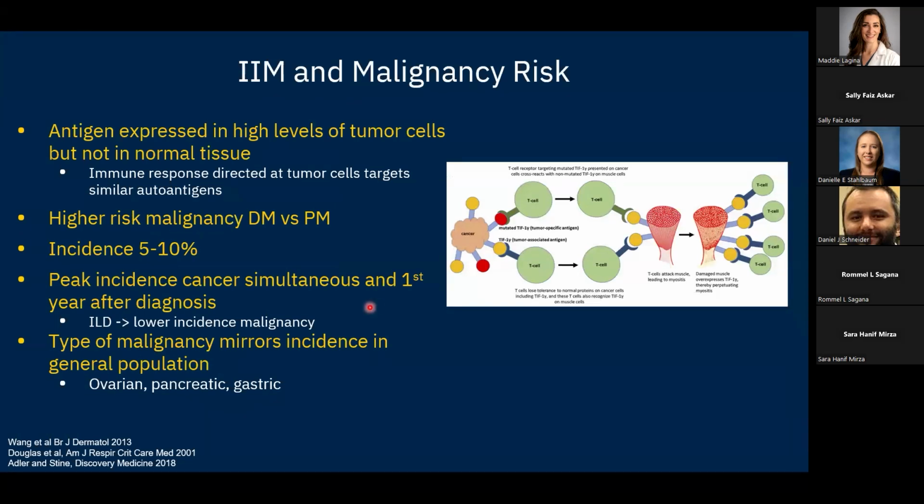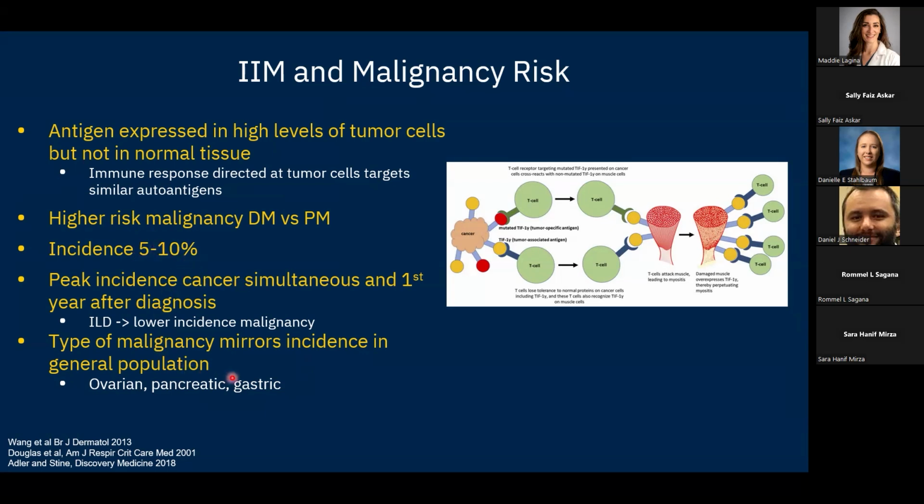Okay, this is a question that always comes up when we talk about dermatomyositis, because a classic board question is that it's associated with malignancy. So patients with ILD actually have a lower incidence of malignancy compared to other dermatomyositis patients, but the risk is still above the general population. Incidence of malignancy in dermatomyositis and polymyositis ranges between 5 to 10%, with 10% being more the dermatomyositis patients and 5% probably being closer to the polymyositis patients.